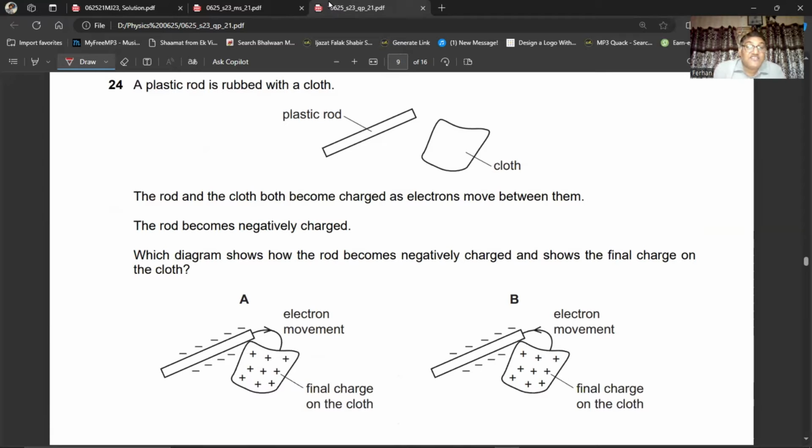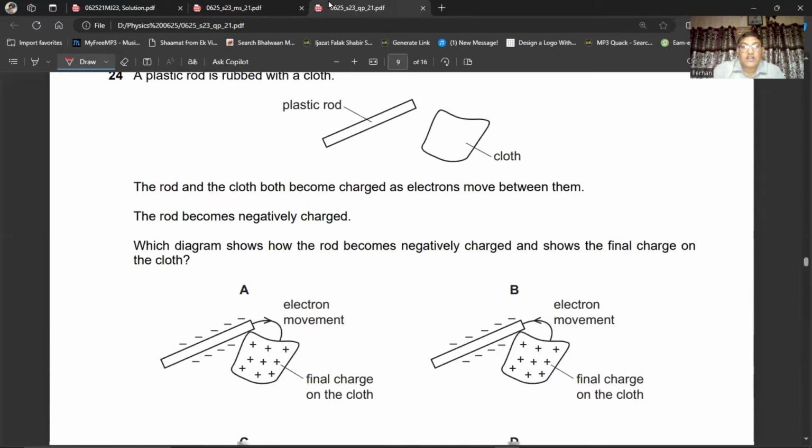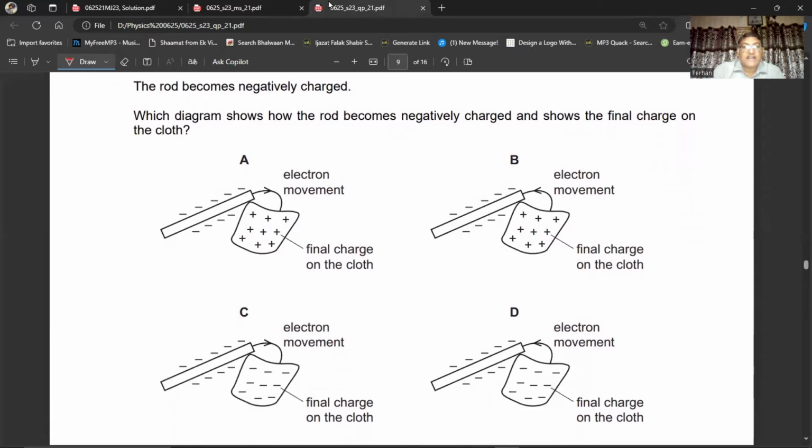The rod becomes negatively charged. That means the electrons have moved from the cloth to the rod. That's why the rod has become negatively charged and the cloth will become positively charged. Which diagram shows how the rod becomes negatively charged and show the final charge on the cloth? If the rod will become negatively charged, the cloth will become positive charge and the electrons will move from the cloth to the rod. So I think B is the right answer, sir.